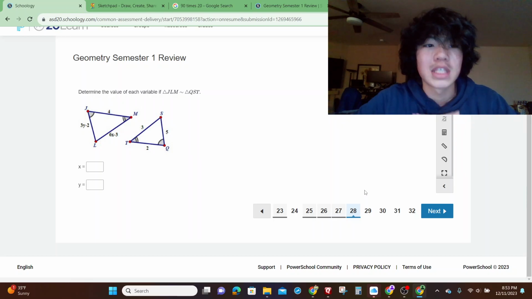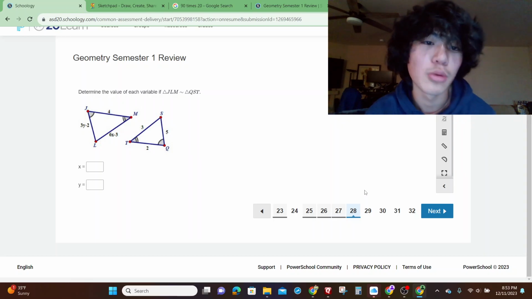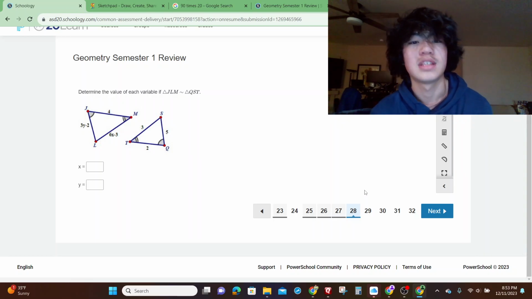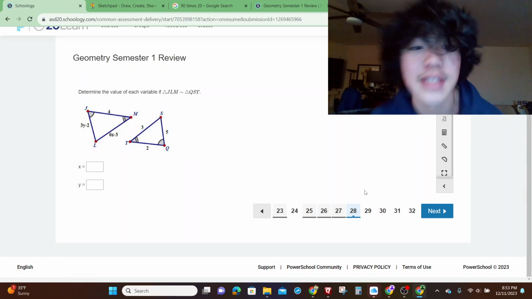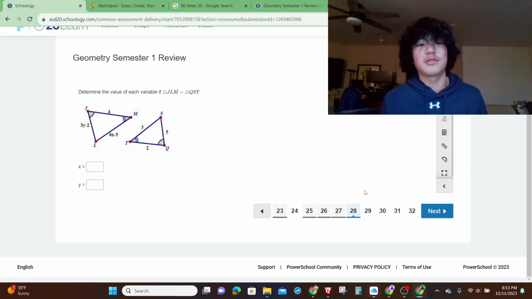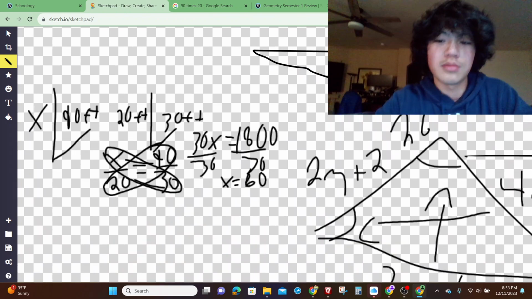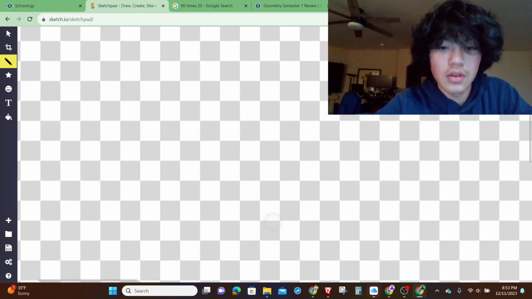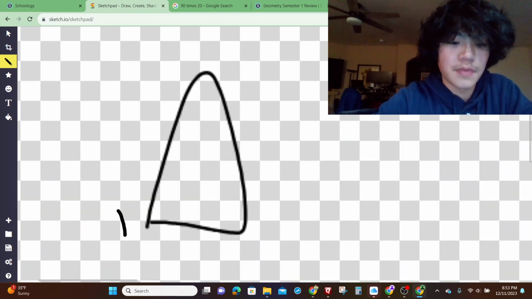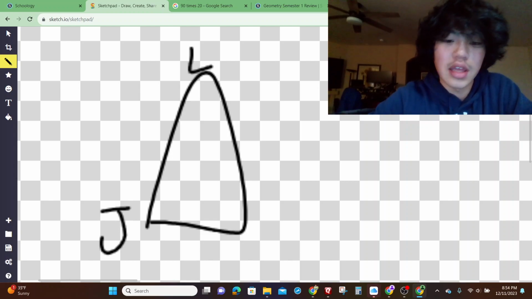Okay. Determine the value of each variable if JLM is similar to QST. That sign means similar, chat. Okay. Let's draw this problem. Let's draw it. Alrighty. JLM.